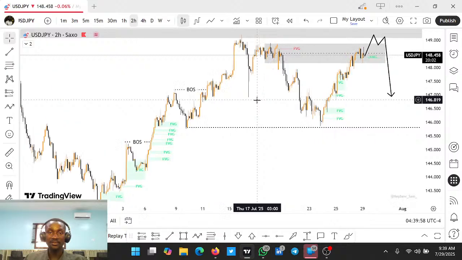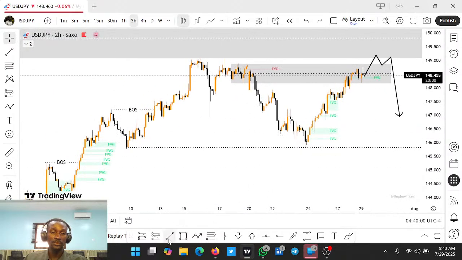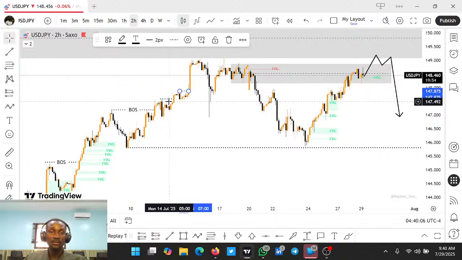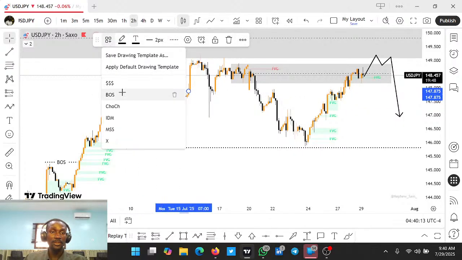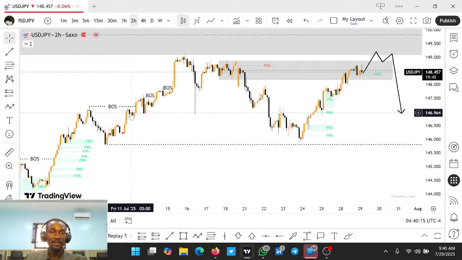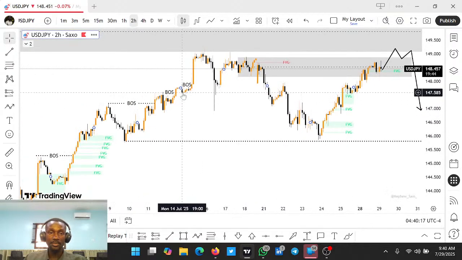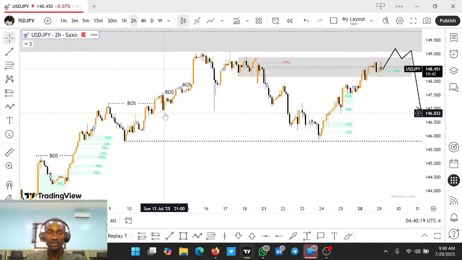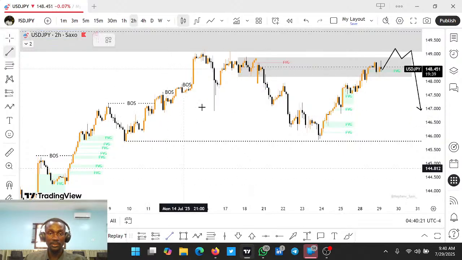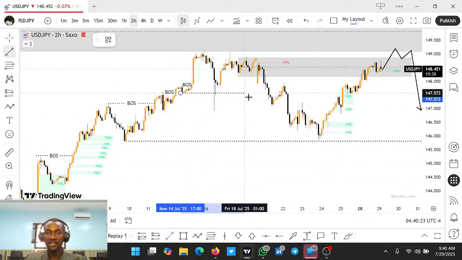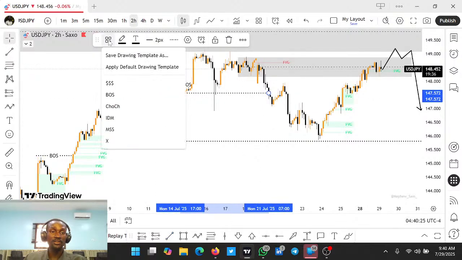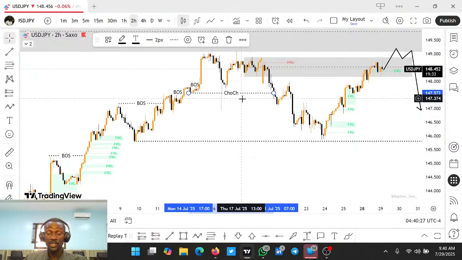Now on the 2 hour time frame, we have another break of structure, then a break of structure here, break of structure, another break of structure, right? And then what do you see? Price took out this break of structure and gave us a change of character, right? A change of character to the downside.